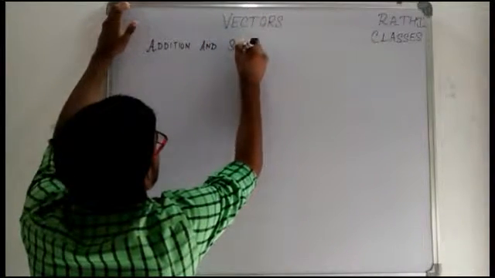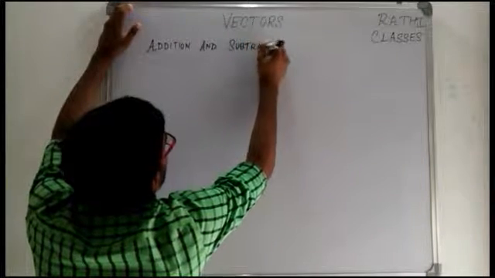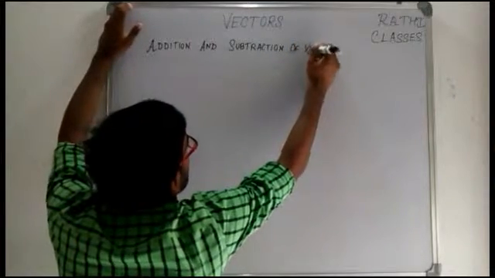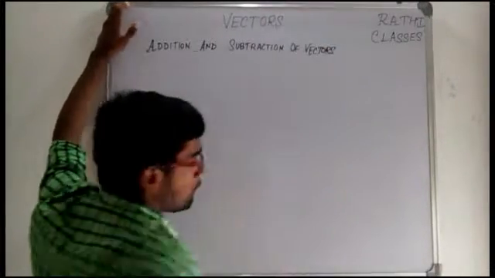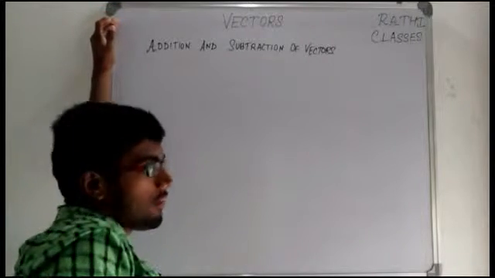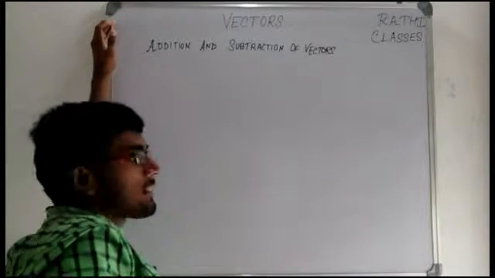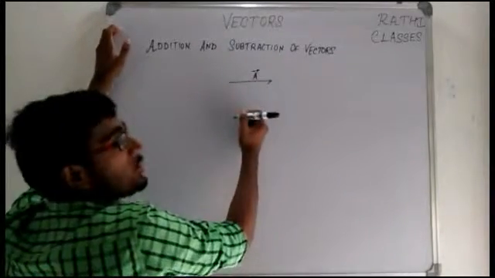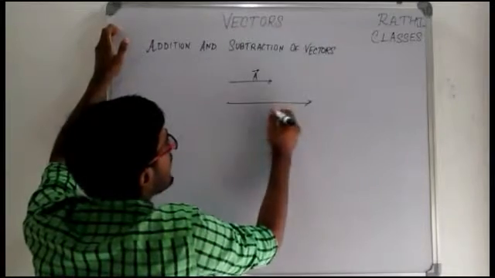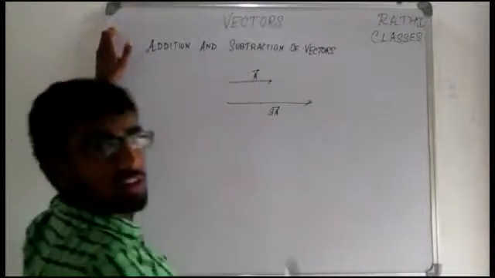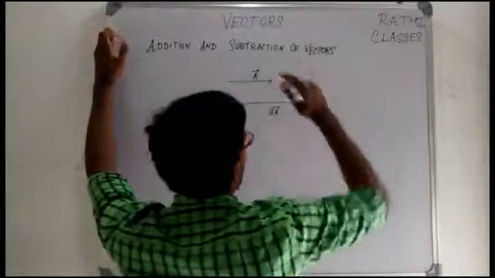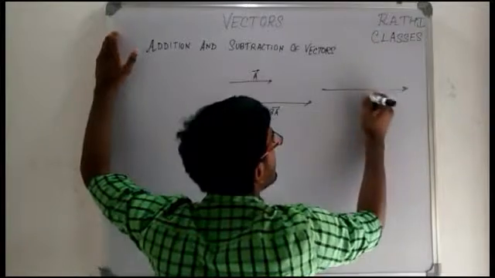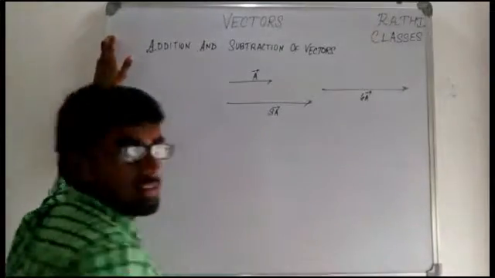Addition and subtraction of vectors. Now, let's say in the first case, the vectors are along the same line. Say this is a vector A having magnitude 1, and say this is a vector 3A having magnitude 3 times that of vector A, right? In this case, the addition of these two vectors, or the resultant of these two vectors, will be a vector 4A in the same direction as vector A, right?